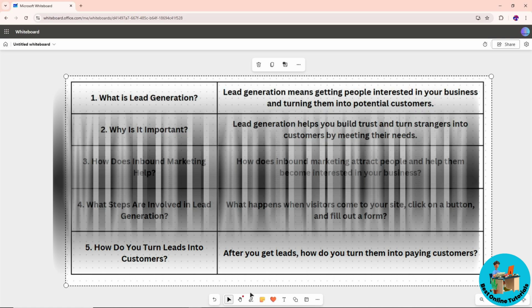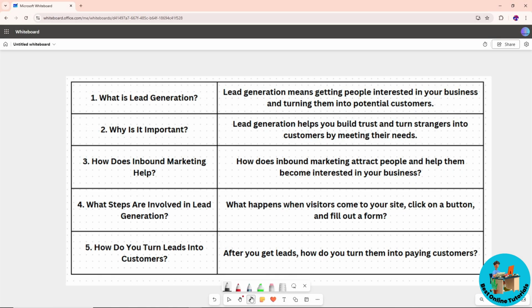So guys, I made this table over here so we can dive in a little bit deeper. So guys, if you don't know, lead generation means that you are getting people interested in your business and you can turn them into a potential customer.